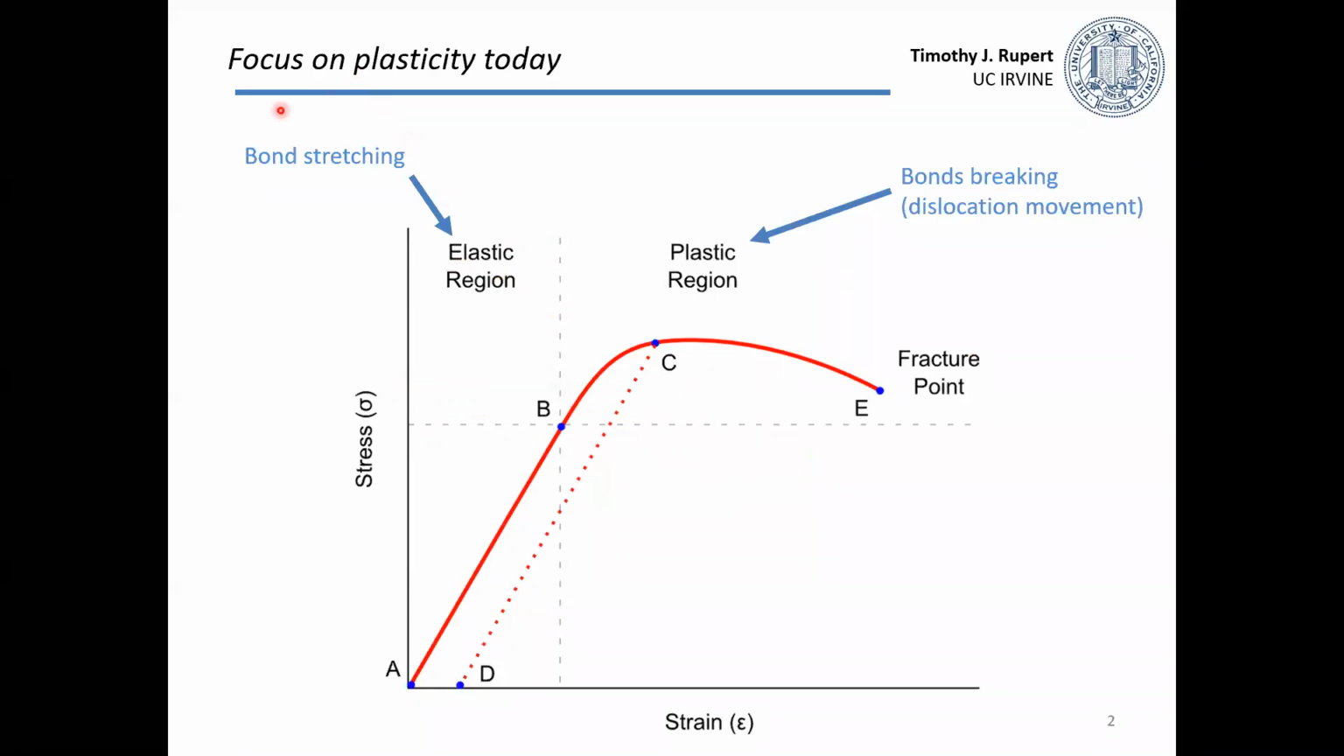And just a reminder, we talked a lot about bond stretching in the elastic property regime. And in this range, we're really moving on to talking about bond breaking. And the way that's going to happen is that those dislocations that we introduced are going to move around inside of our sample.